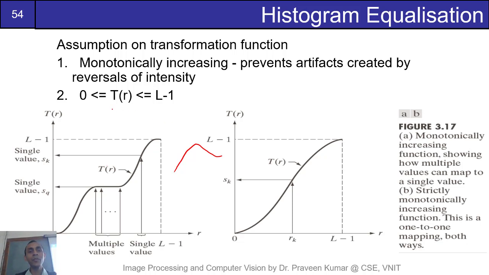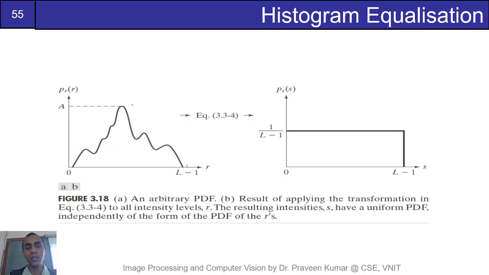And ideally, the input range is from 0 to L minus 1, and the output, which is the S value, because S is equal to T(r), should also range from 0 to L minus 1. You should try to use the entire range from 0 to L minus 1. So these are the assumptions that we'll make on the transformation function. So now if our task is to take this arbitrary input PDF function and get this output PDF function, what should we do?